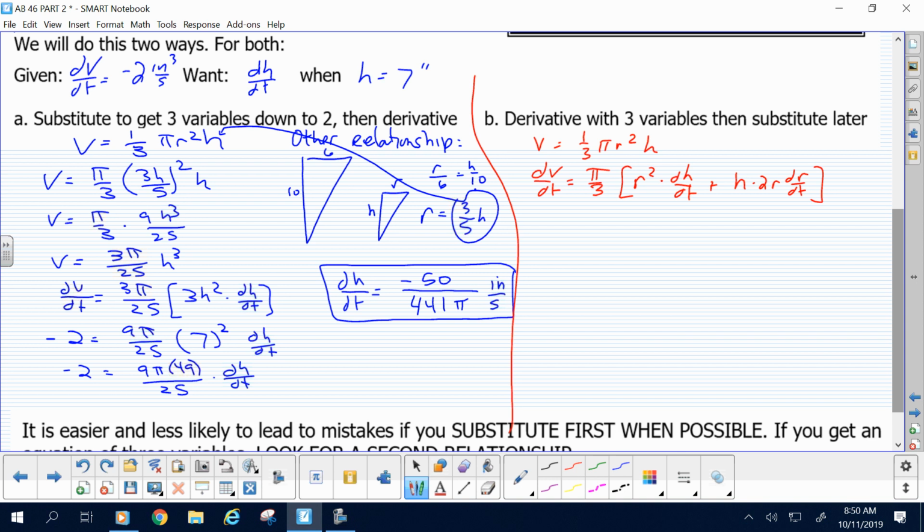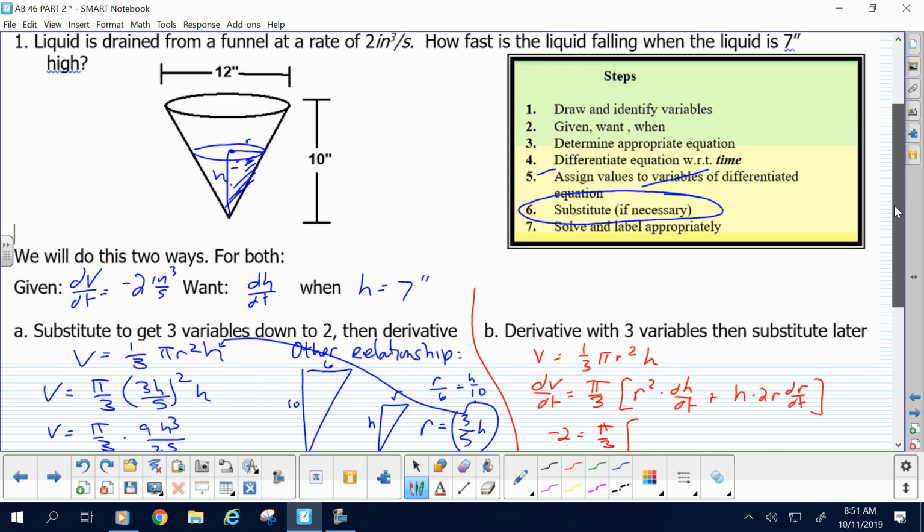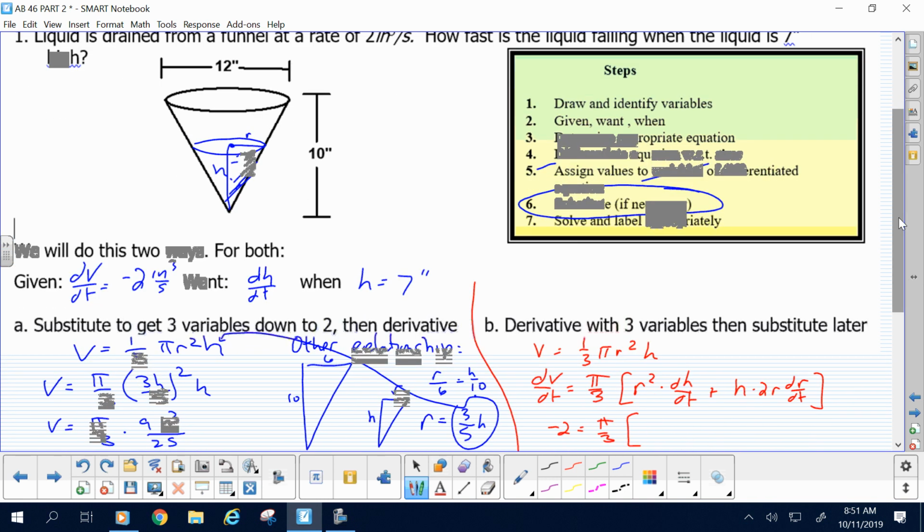All right, so now let's do some substituting. Can I put something in for dV/dt? Yes, I can say that dV/dt is -2. Pi over 3 is fine. Golly, so what about the radius? Very common problem. Somebody would say the radius is 6. True or false?